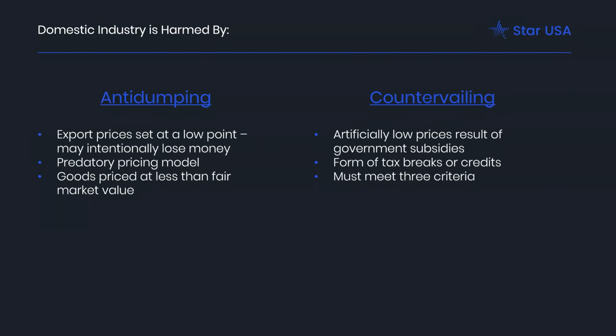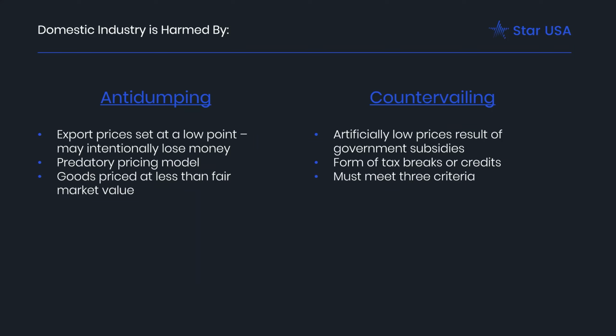So these come into play when the domestic industry is harmed by a foreign seller selling at a low point where the goods are priced at less than fair market value. They may be intentionally losing money in a predatory pricing plan in order to take over the other country's industry or gain a monopoly in that industry. Or they could just be selling outside of their home country at a lower value. And that value is calculated after making adjustments for the international transport costs and the duties.